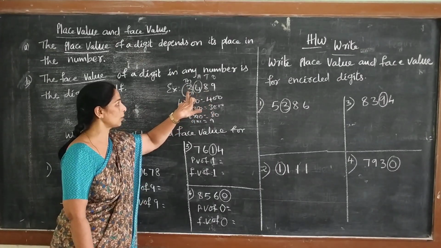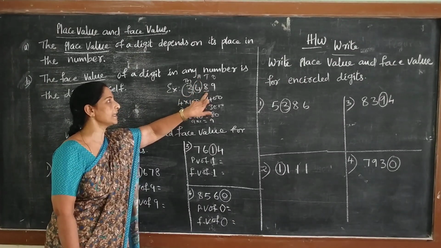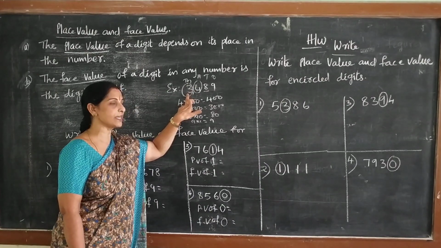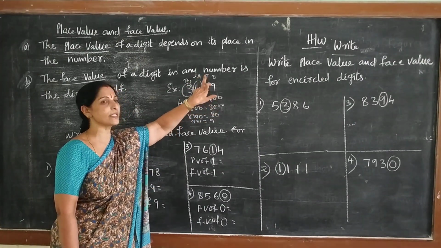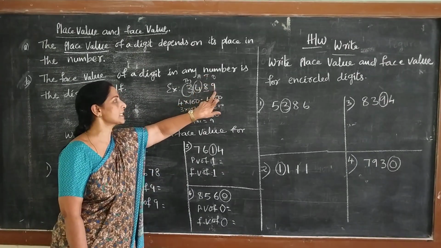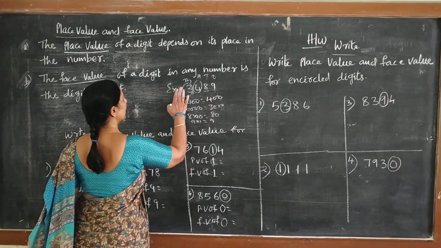Okay, children. Now 3 is in thousands place, 4 is in hundreds place, 8 is in tens place, 9 is in ones place. So its value is 3000, its value is 400, its value is 80, 8 tens are 80, its value is 9 ones are 9. Okay, children. Now come to the face value.